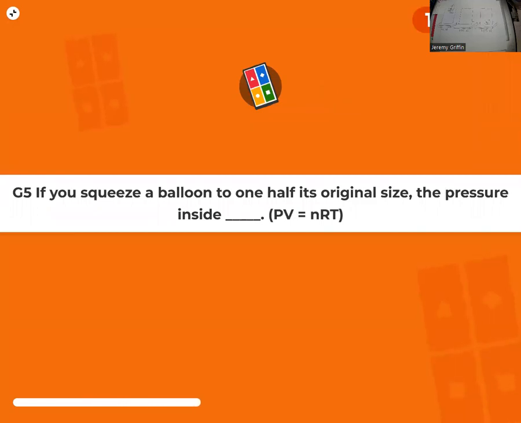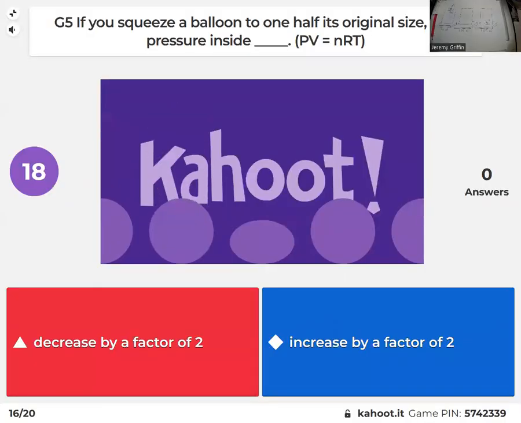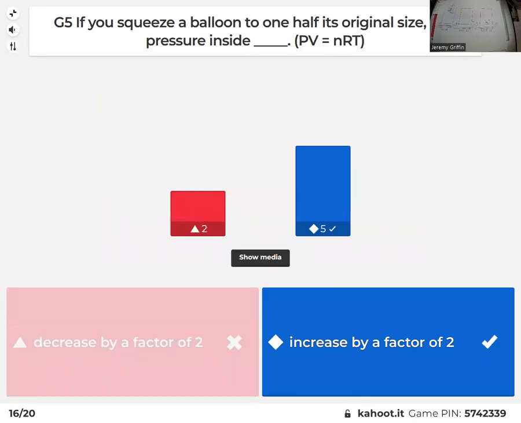If you squeeze a balloon to half its original size, what happens to the pressure? The pressure would increase by a factor of 2, right? Can you imagine being a fly flying around inside a balloon and somebody's pressing down on it, making it less voluminous, smaller? Do you feel the pressure going up? That's what this does. And it's exactly an inverse relationship.